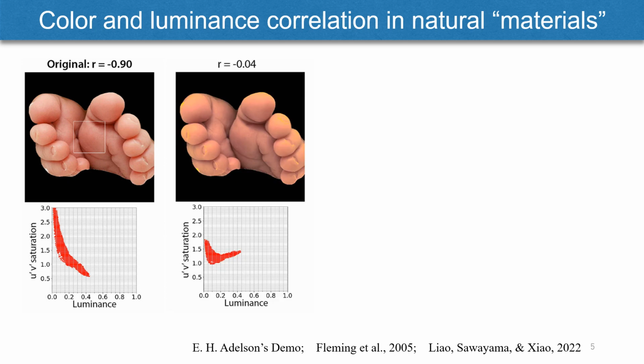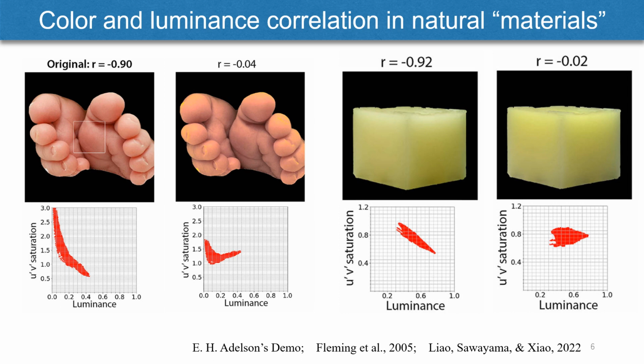When this color and luminance relationship is decorrelated like this, natural translucent appearance disappears. Furthermore, the effect of this decorrelation is very complex and changes with different objects. For example, the same decorrelation operation can produce a different type of translucent impression in another object.